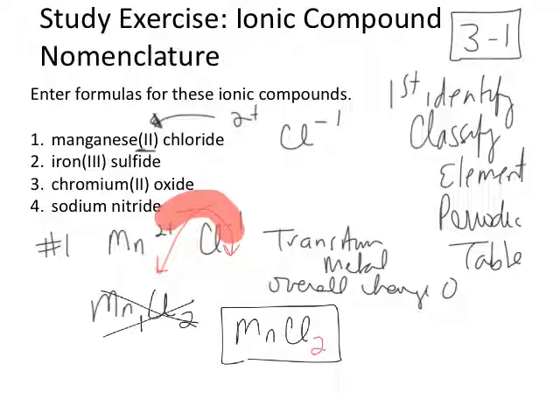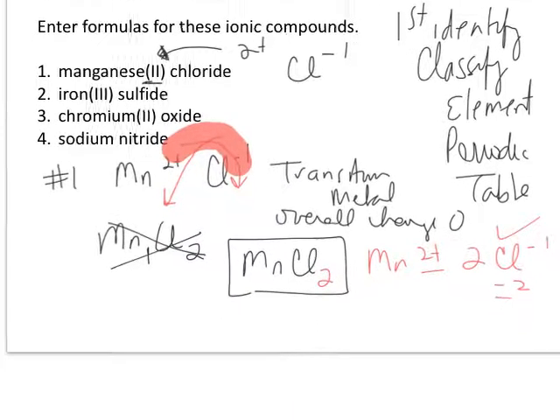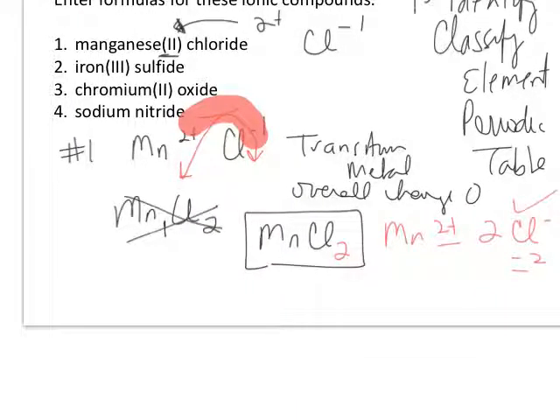And so also double check that. So if manganese has a 2+, and there's 2 chlorines, which is -1, that's a -2 overall. A 2+ and a 2- is overall 0. Okay, so let's go to the next compound, which is iron.